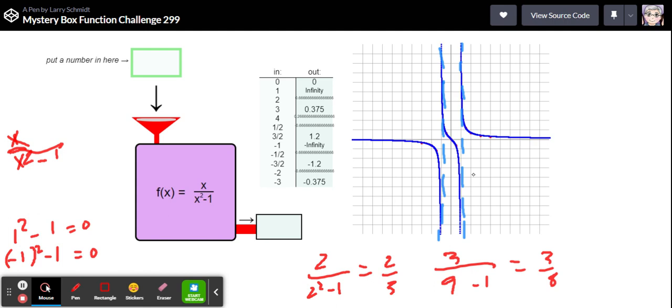Isn't that interesting? So you get these 2 branches on the left and the right that you're kind of used to seeing with the other rational equations, and then this thing in the middle shooting up and down on the left and the right.